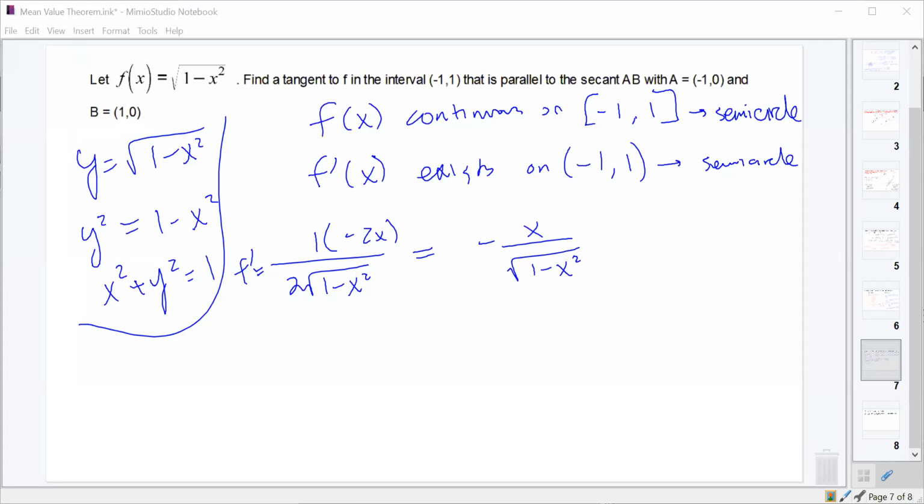Wait, sorry. How did you find the derivative of this again? Using the chain rule, right? So this is root u with u equal to 1 minus x squared. So 1 over 2 root u times the derivative of u. Does that make sense or no? Okay, I see it now. Okay, cool. All right, any other questions with that so far?